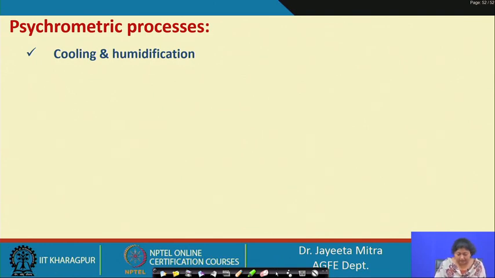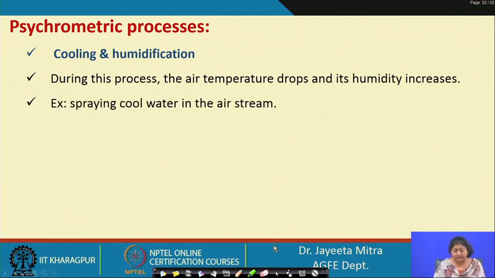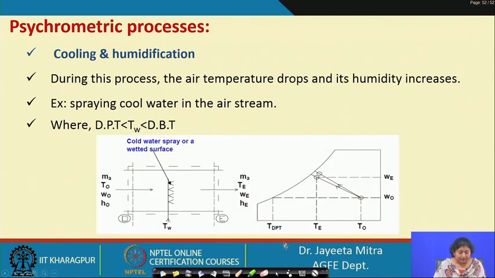So, cooling and humidification. What happens during this process? The air temperature drops and its humidity increases. Okay, so in cooling and humidification, the air temperature will drop, but the humidity will increase. This happens in the case of spraying cool water in the air stream.